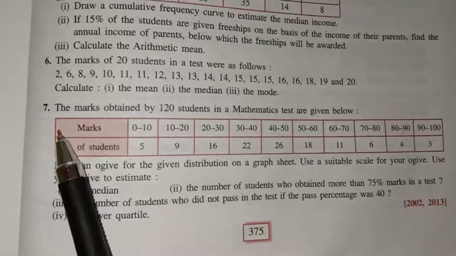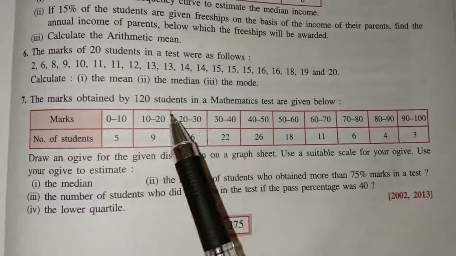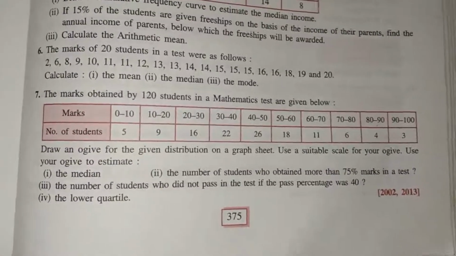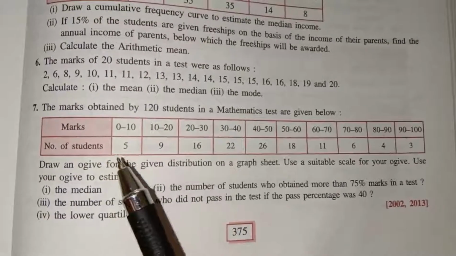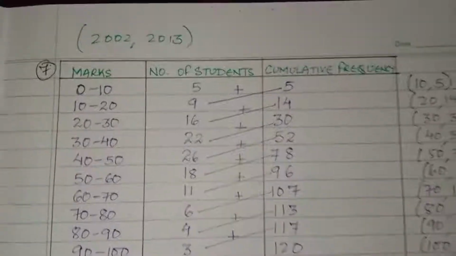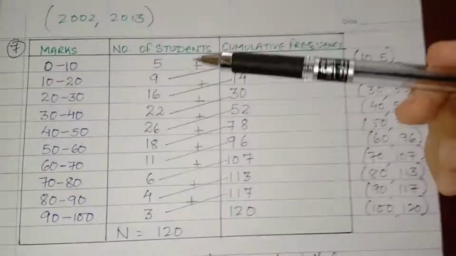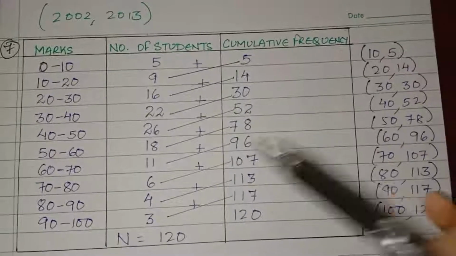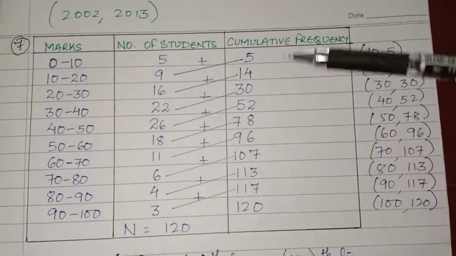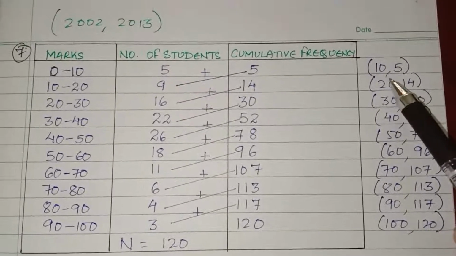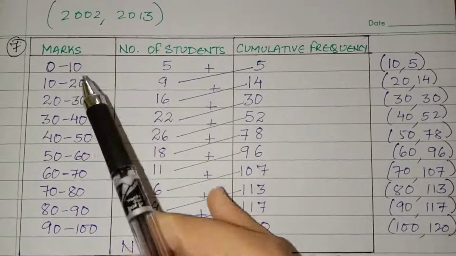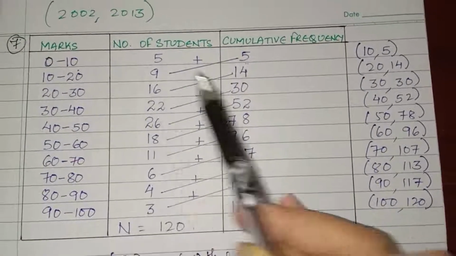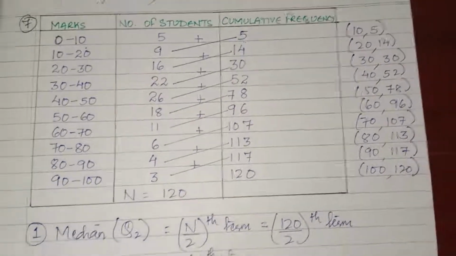Now next, question number 7. The marks obtained by 120 students in a mathematics test are given below. So you have to make 3 columns: marks, number of students, and cumulative frequency. The first column is marks, the second column is number of students and the third column is cumulative frequency. I have taught you how to find cumulative frequency. After finding the cumulative frequency, write the points here so that you will not get confused about what to plot: upper limit, cumulative frequency.